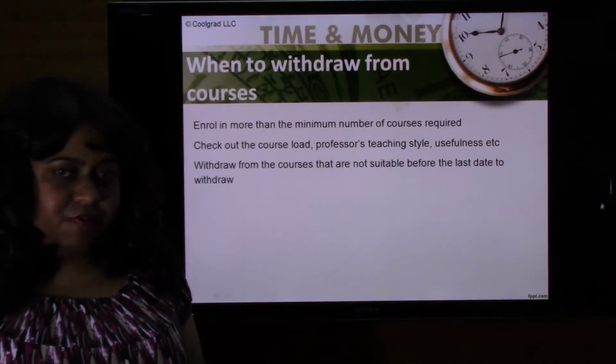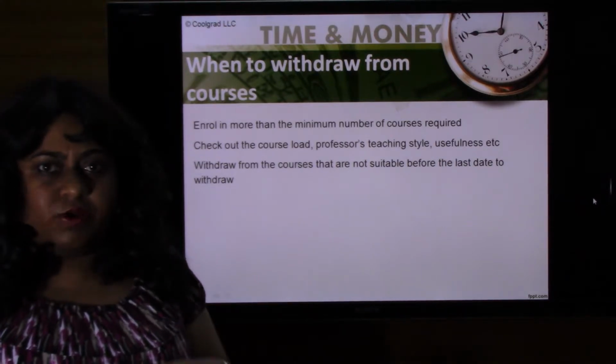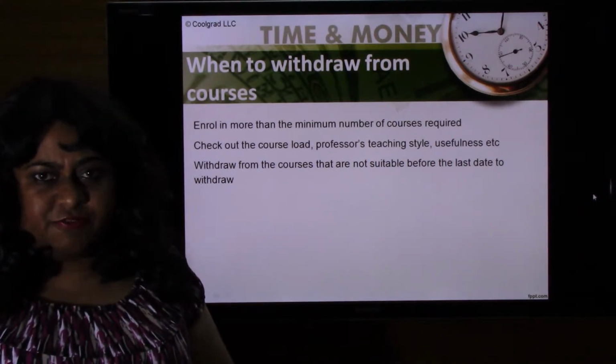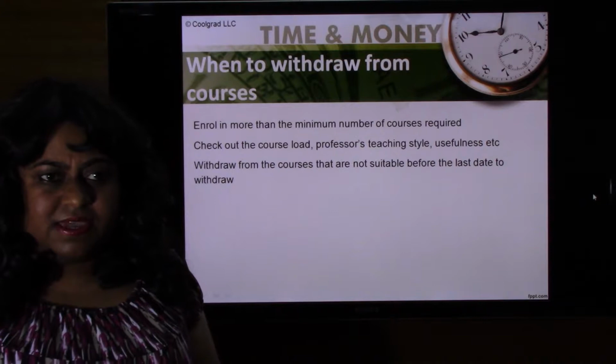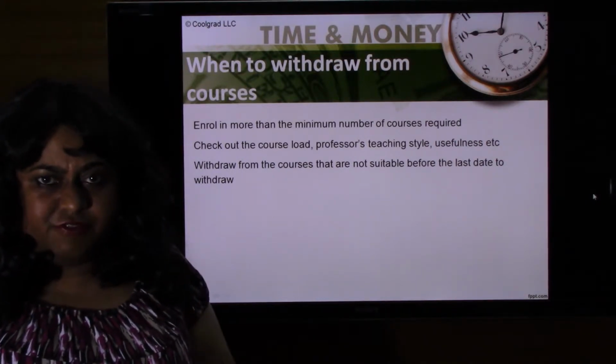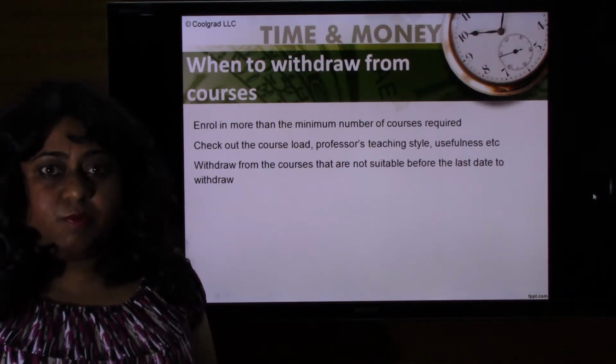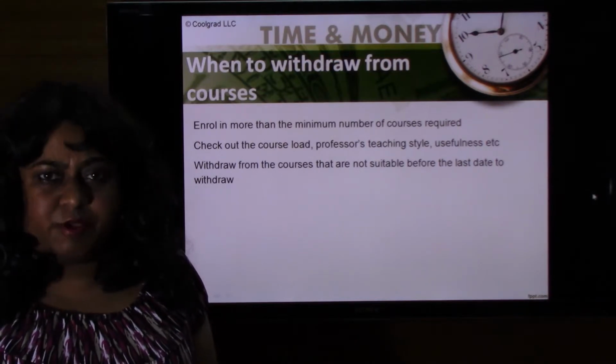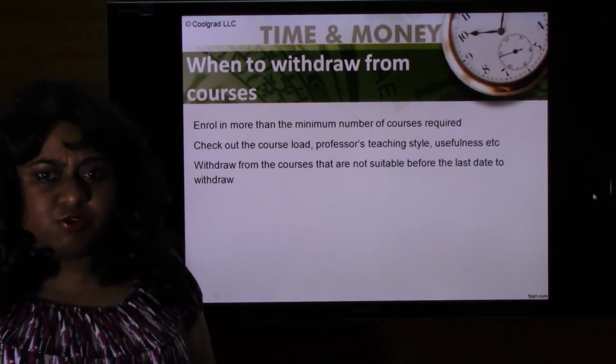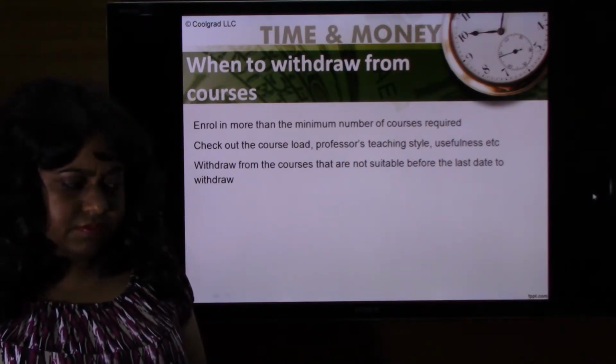When to withdraw from courses. Suppose you need to take a minimum of 3 courses each semester. Enroll in at least 5 or 6 courses. Attend a few classes and decide which ones are the ones where you fit in best. And if you don't like it, you can always withdraw. One wrong choice of course can screw up your entire program. Make sure you take the right courses at the right time.